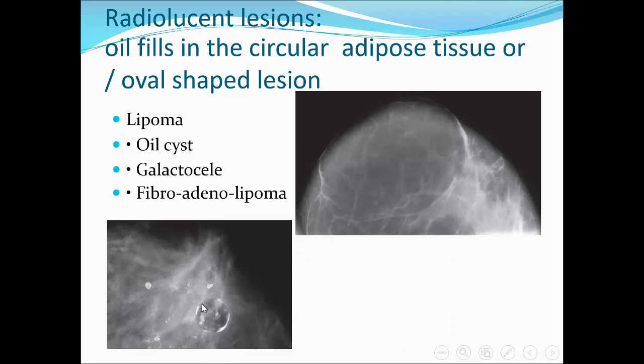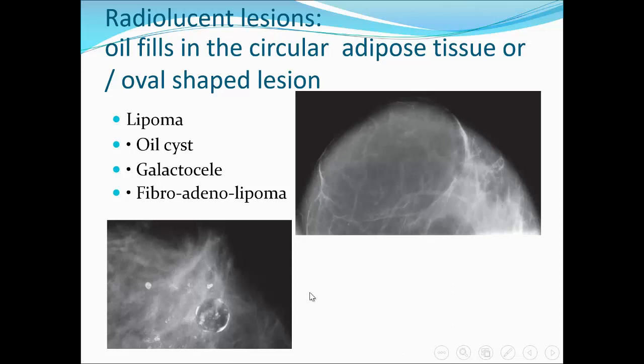Oil cysts also contain low density. This is the oil cyst with a marginal rim here, and there may be calcification. And usually the oil cyst is part of the fat necrosis or the first spectrum of fat necrosis. Fat necrosis may be due to surgical interference or may be due to mild trauma, and the patient could not see it, and we found many cases of oil cyst and the patient didn't give history of trauma.